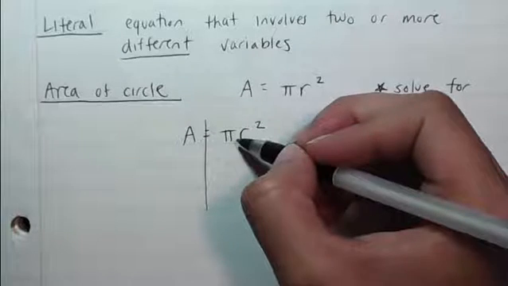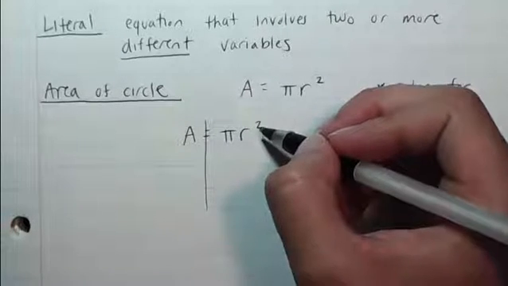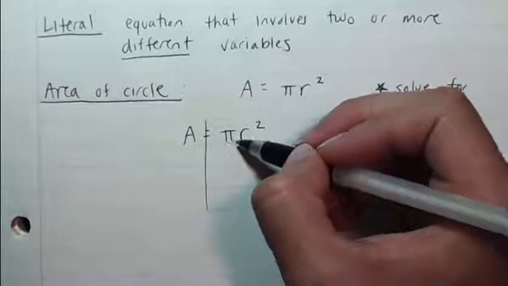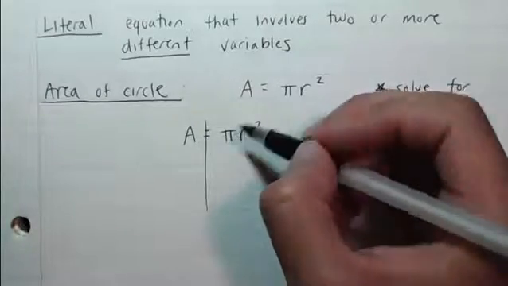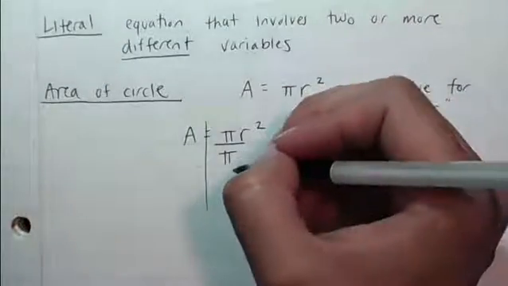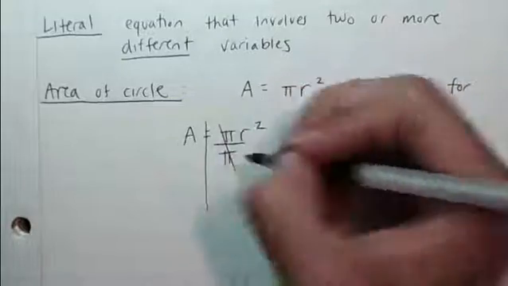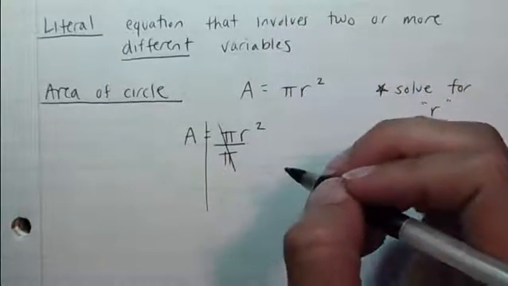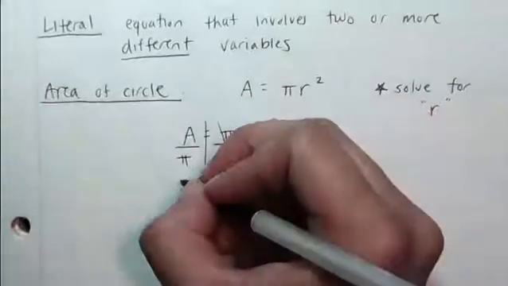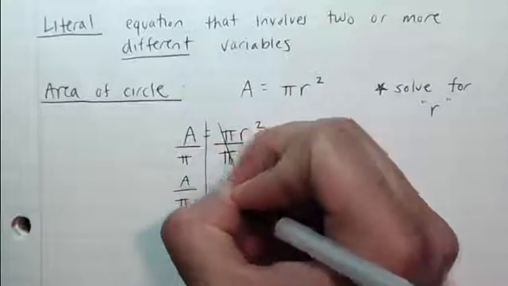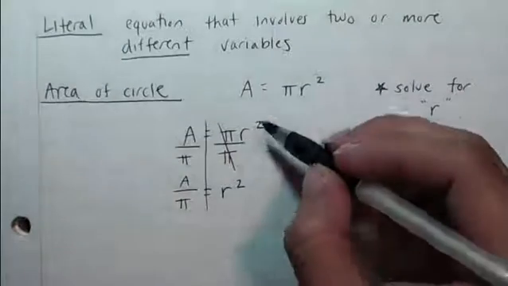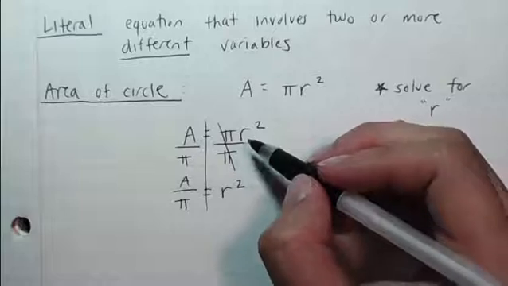So, since the pi is being multiplied by the r squared, let's get rid of that pi. What's the opposite of multiplication? Pi times r. To get rid of that, we do the inverse operation, which means we divide by pi. Pi divided by pi, 3.14 divided by 3.14, cancels out to 1. But whatever I do to one side, I have to do to the other. So now I have A divided by pi is equal to r squared. So we're just manipulating the equation to get whatever we're solving for by itself.